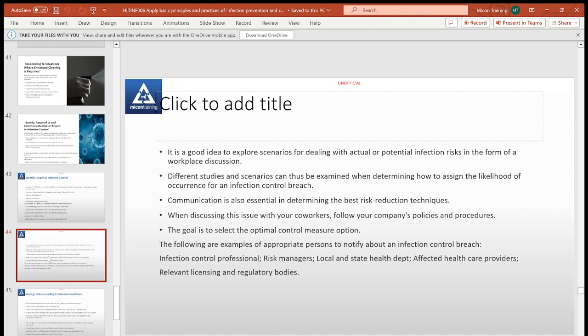The following are examples of appropriate persons to notify about infection prevention and control. 1, the infection control professionals, the risk managers, the local and state health department, depending on the gravity of that particular infection, the affected healthcare providers, relevant licensing and regulatory bodies, to mention but few.